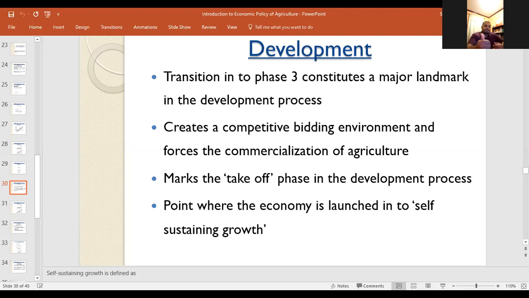Technologies will begin to be transferred to that developing country, or new technologies may emerge in that country. And this marks what we call the takeoff phase in this development process. This is the point where an economy is launched into self-sustaining growth. Self-sustaining growth is defined as growth that over a period of time continues to occur as a result of its own engine, so it doesn't depend externally on anything. And for those of you who are perhaps familiar with Walt Whitman Rostow's stages of growth, this is the point where stage three of Rostow's model occurs.